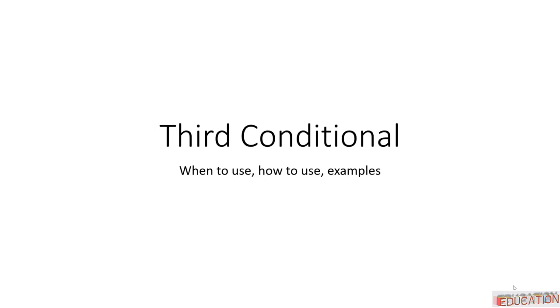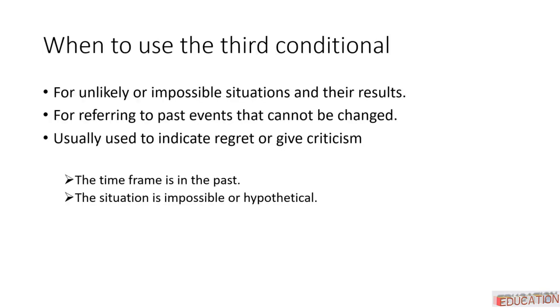This lecture looks at the third conditional. We look at when to use it, how it's used and formatted, and we give some examples. We use the third conditional for unlikely or impossible situations and their results, and these refer to past events that cannot be changed, and they're usually used to indicate regret or to give criticism.